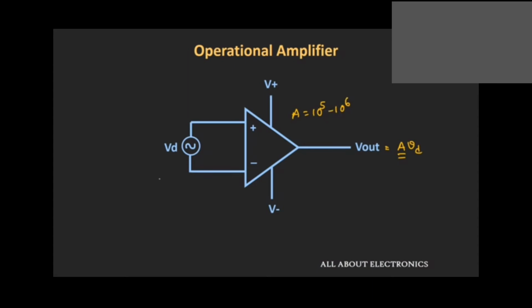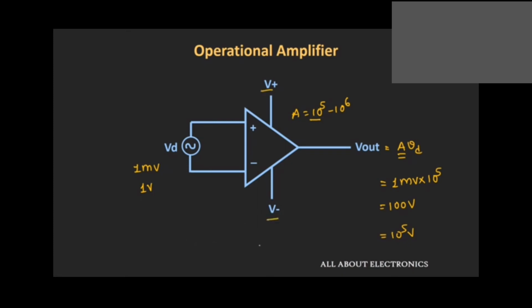Even if we apply 1 microvolt of signal between these two terminals, and the gain of this op-amp is 10 to the power 5, then at the output theoretically we should get 1 microvolt multiplied by 10 to the power 5, that is equal to 0.1 volt. Or if we apply 1 volt of signal, then theoretically we should get the output as 10 to the power 5 volts. But that is not possible, and the output of this op-amp is restricted by the biasing voltages applied to it. So the output voltage will be between these biasing voltages.